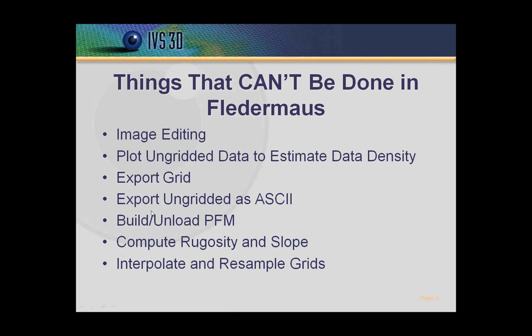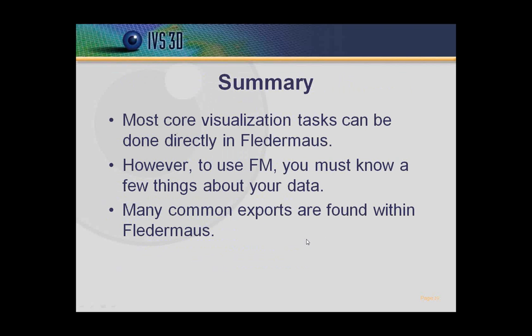The rugosity and slope algorithms only live in dMagic. And the ability to interpolate and resample grids is only in dMagic. So these are things that you might consider some basic tools that you would have to use the dMagic project-based workflow to be able to access. But that said, most core visualization tasks can be done directly in Fledermaus. You do have to know a little bit about your data, and if you don't, you might choose to use dMagic because it gives you a better overview of your data to start with. And you can do many common exports and create a lot of products very easily in Fledermaus.